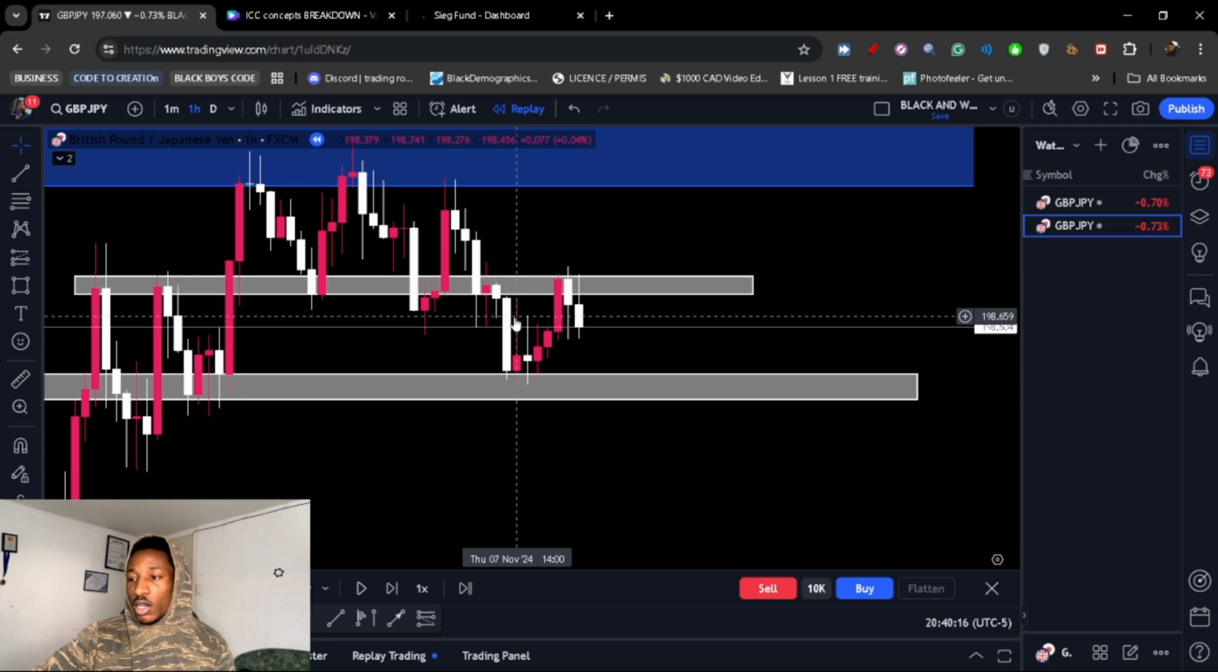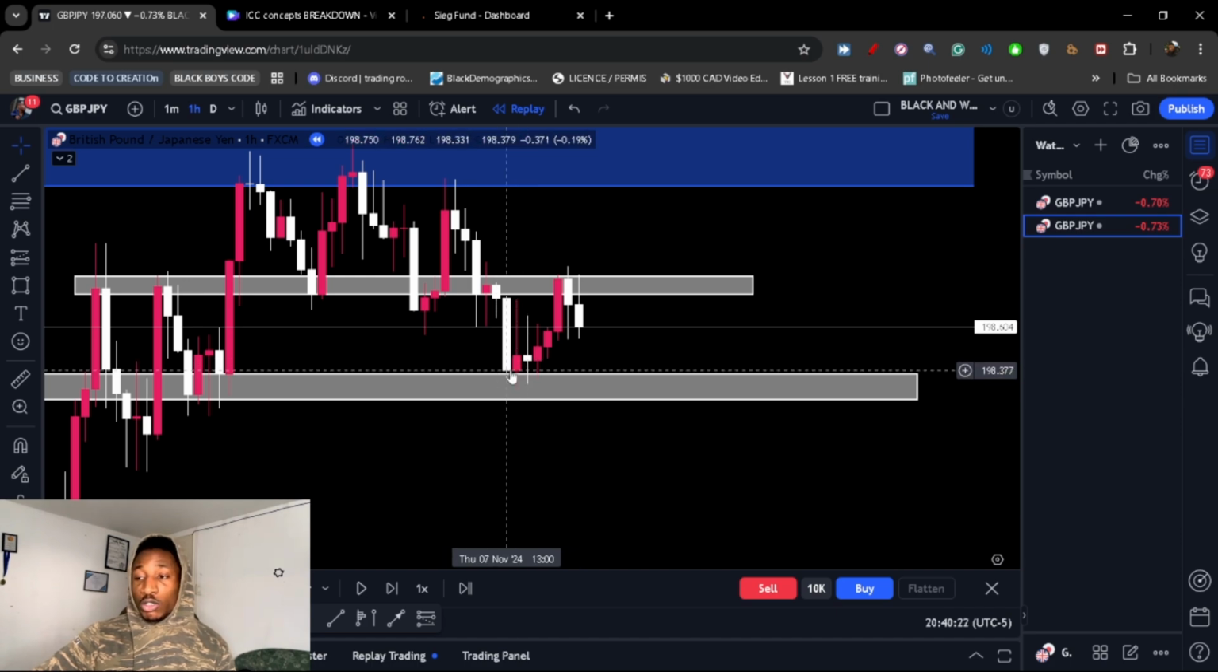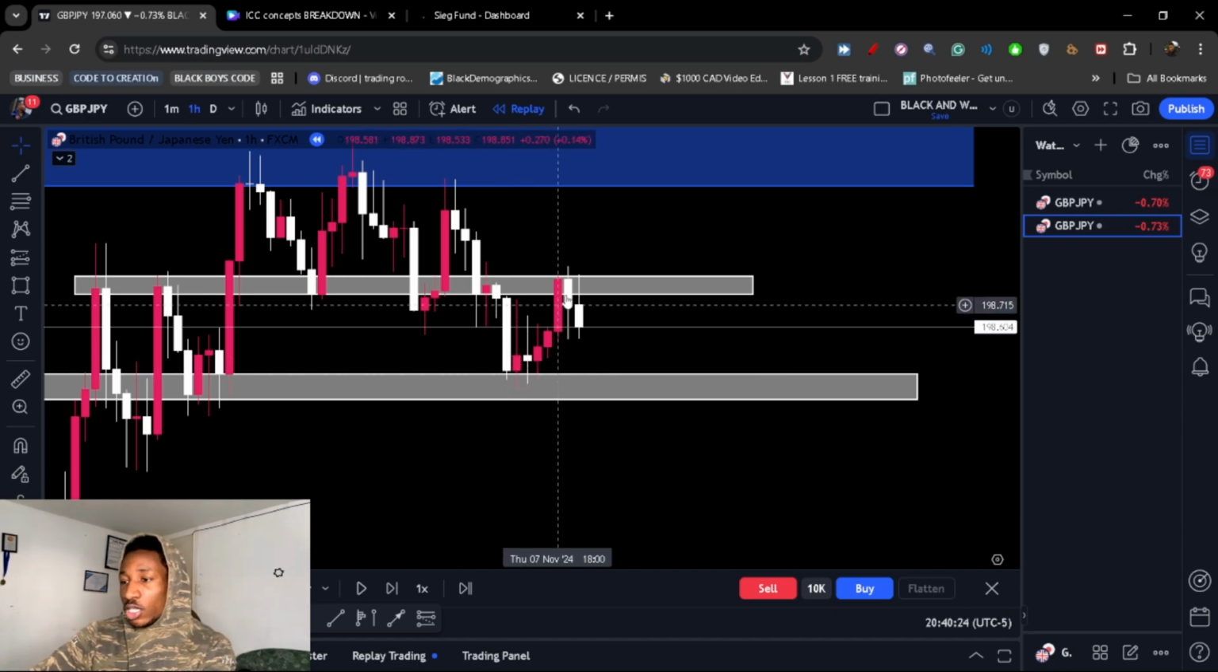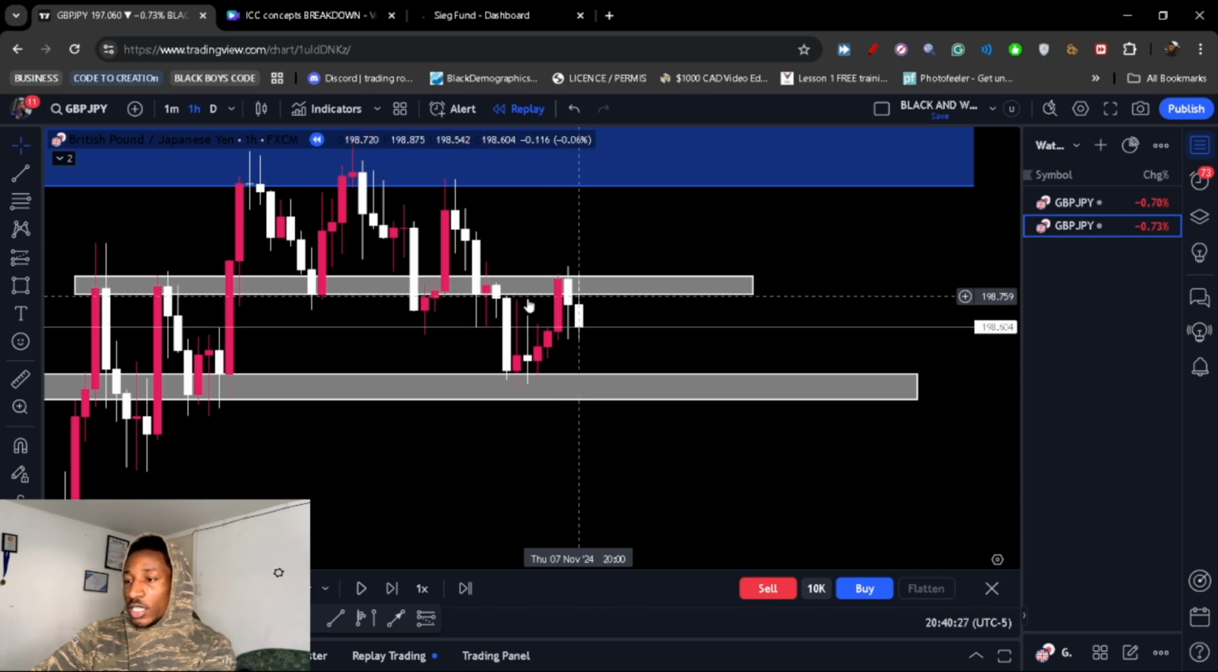Same with this too, but you can see that price was literally down here, so obviously this is not a good time to actually sell your trade here. But eventually, guys, price came up to this area and then gave us this evening star.